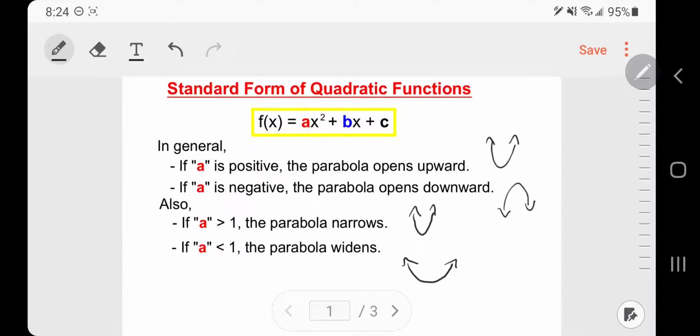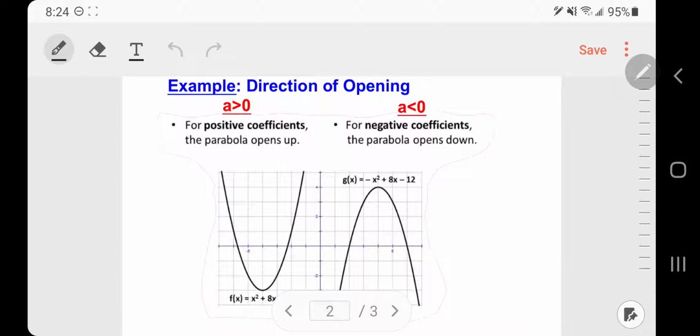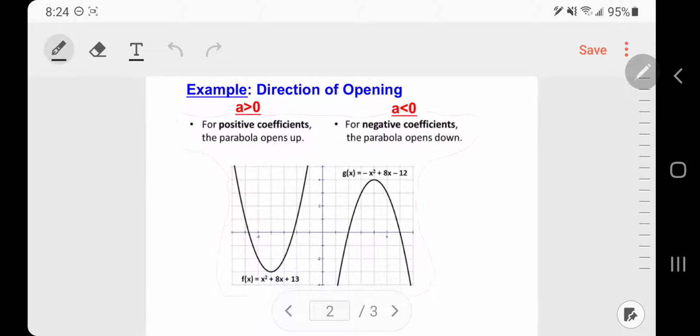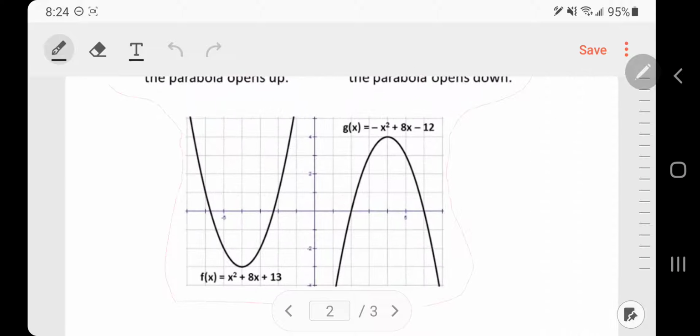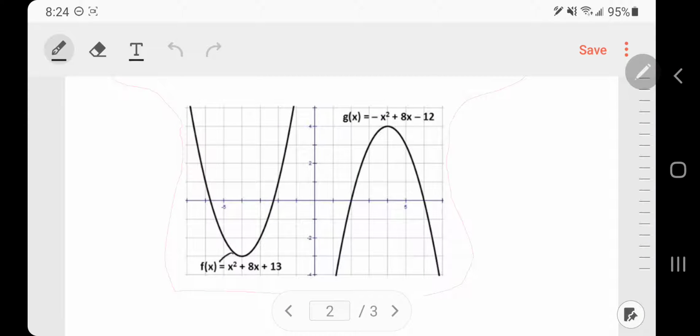All right, let's take a look at a couple more detailed graphs of these. So again, looking at the direction of opening, just a little review. We know that when we have a positive leading coefficient, it opens upwards, and when we have a negative leading coefficient, it opens downwards. So we see here in our first parabola, our leading coefficient on x squared is a positive 1, meaning that our graph is opening upwards. And on our second graph, g of x, we see that our leading coefficient is negative, or negative 1 in this case, which means it would be opening downwards.